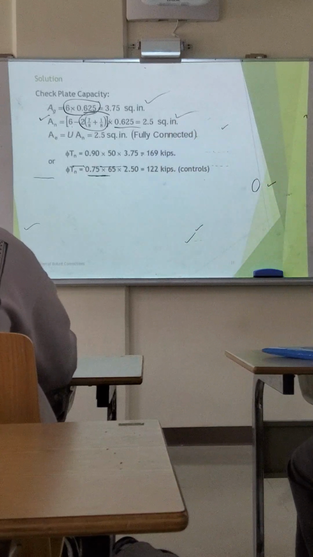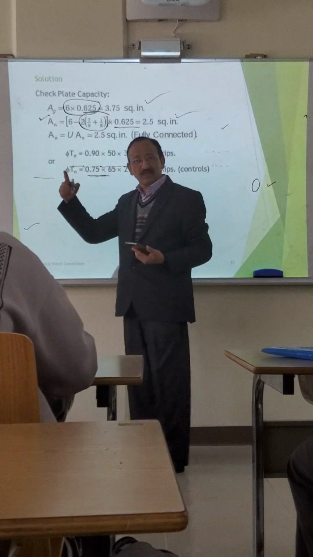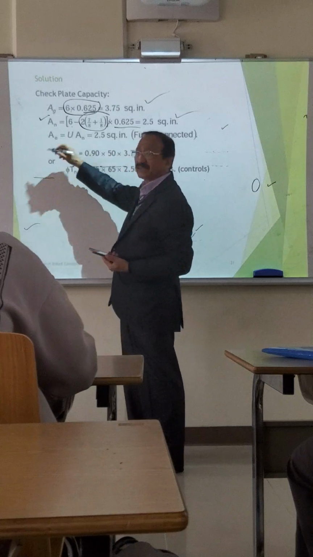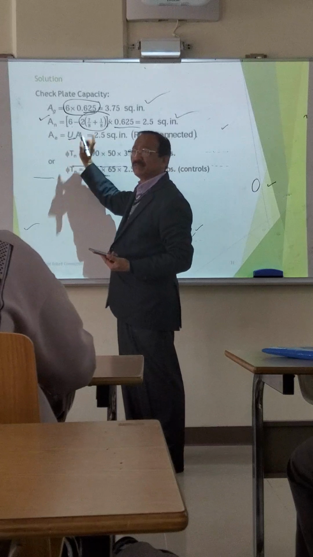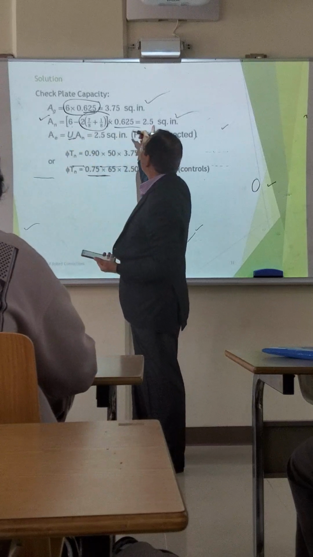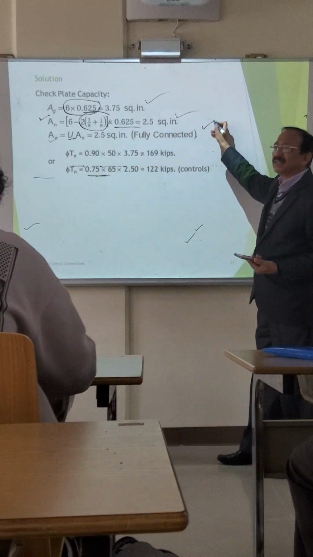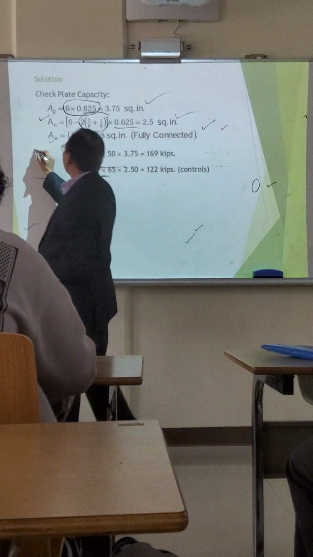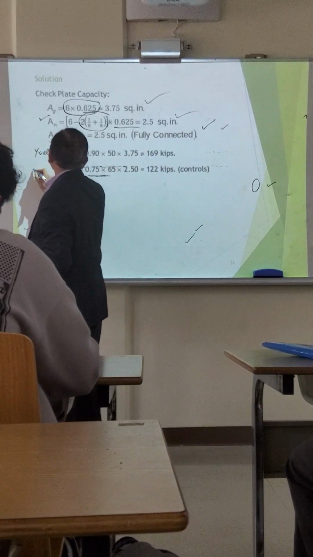Now Ae is equal to U into A, because here the value of U will be 1, because the plate is a single member. Okay? It is not an angle section, not an I section. That's why U is equal to 1. So you put here the value of An, so the effective area will be the same as An because it is a fully connected member. Now you can calculate for yielding and for rupture.